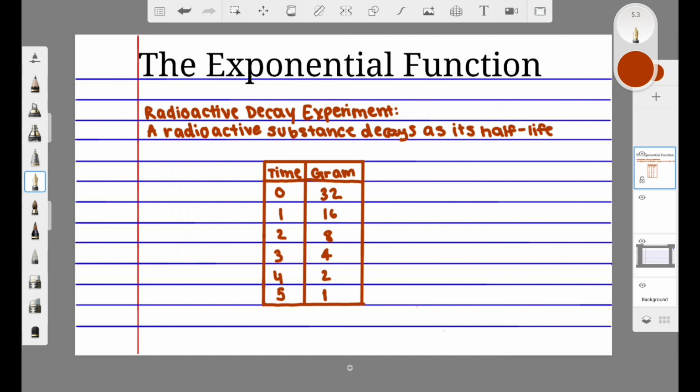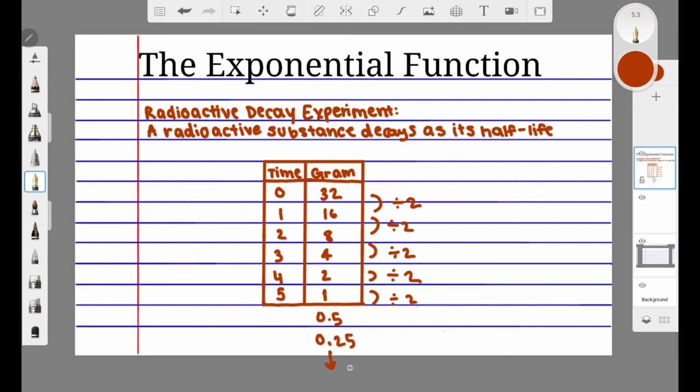So initially we start off with 32 grams. Then 1 second, so 1 half-life. So basically divide by 2 and then so on. And you would keep going and dividing by 2. So the next one would be 0.5, 0.25, and all the way down.